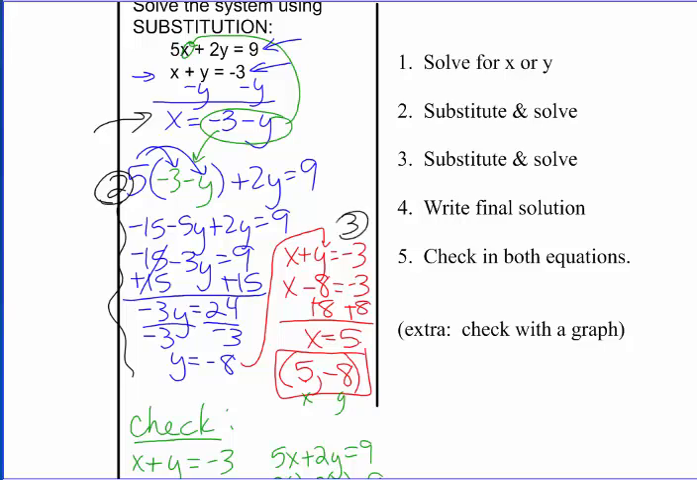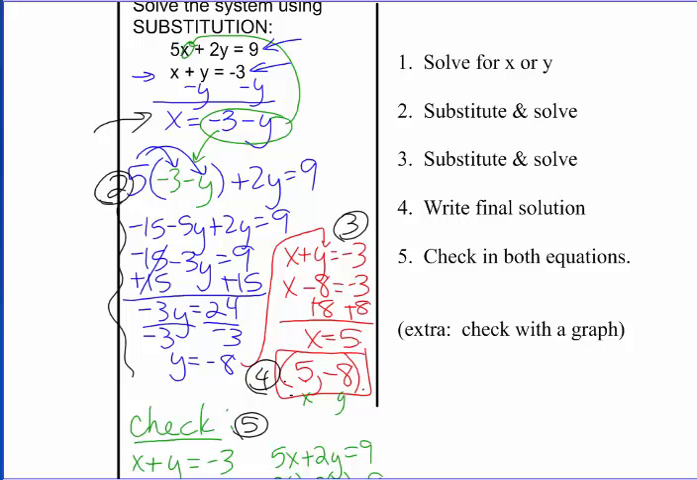Step 3 was the other substitute and solve. So you take your answer, plug it into one of the original equations, and then solve. So the red was the other step 3. Step 4 was write your final solution. So this is your step 4. That by itself has 2 points. Okay, so if you don't write it, you don't get those 2 points. You have to write the ordered pair. Then you check in both equations. So that was number 5, the check at the bottom.